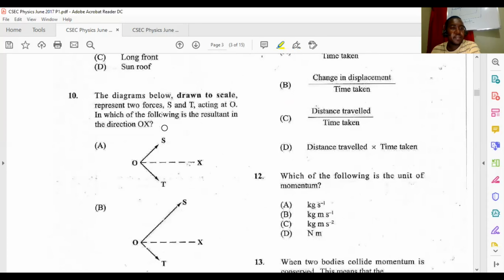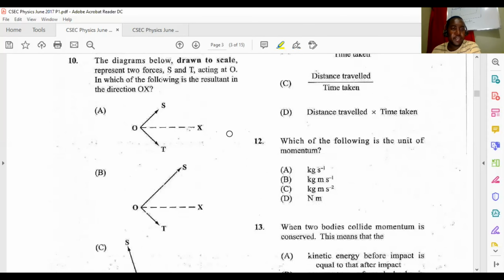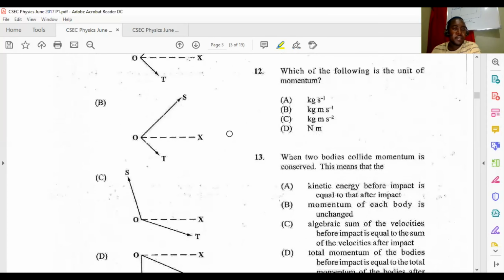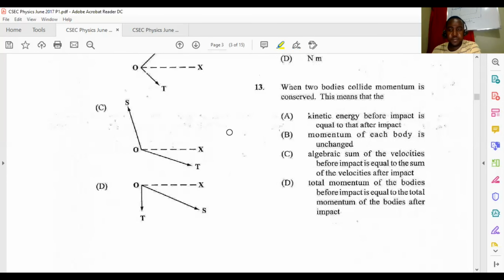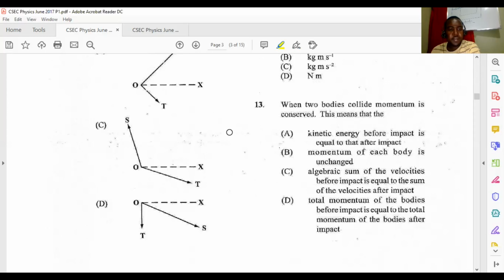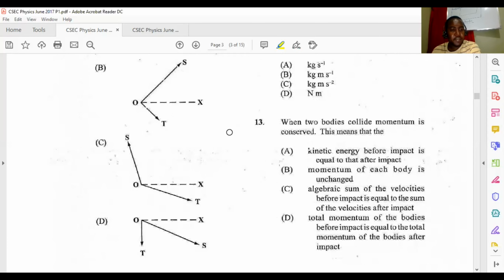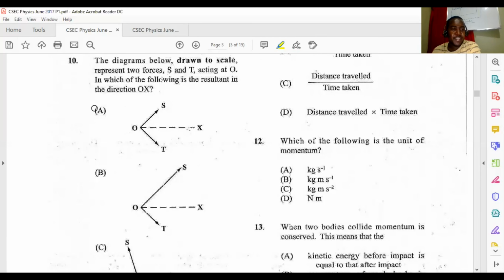All right, next. The diagram below, drawn to scale, represents two forces S and T acting at O. Which of the following is a resultant in the direction OX? All right, so which one of these shows the resultant of the two forces S and T? A, great. So for both forces, the resultant has to be between those two forces.